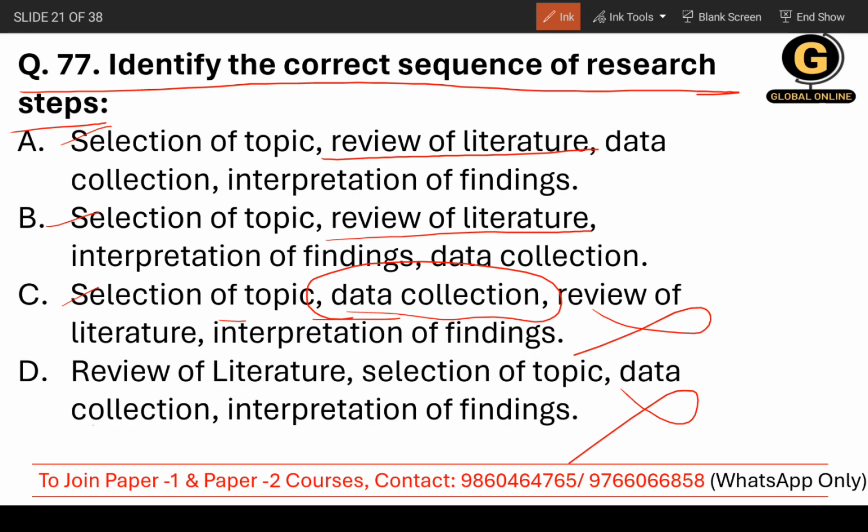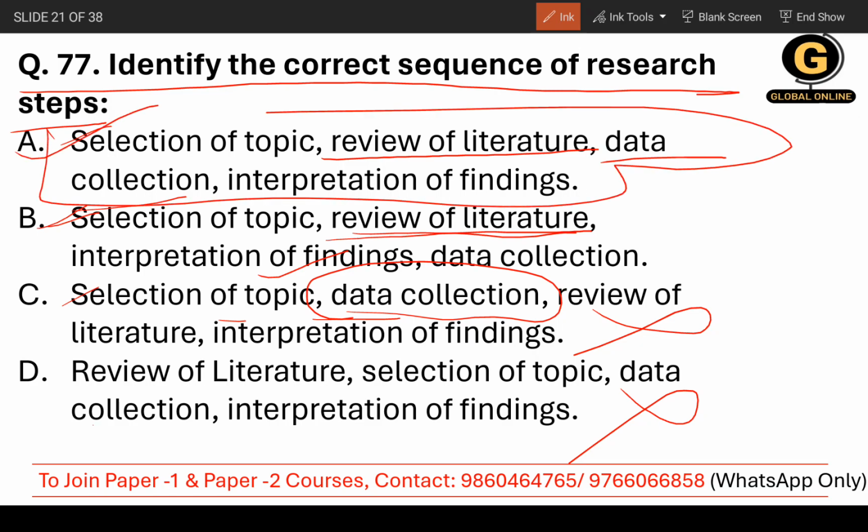Then data collection. What we do, we collect data. After reviewing our literature, we collect data. Then we interpret whatever we find, right? So the first option includes data collection, then interpretation of findings. The other option includes review of literature. After that, the option is saying that interpretation of findings is before data collection, and that is not correct. Option number 1 is the correct answer.